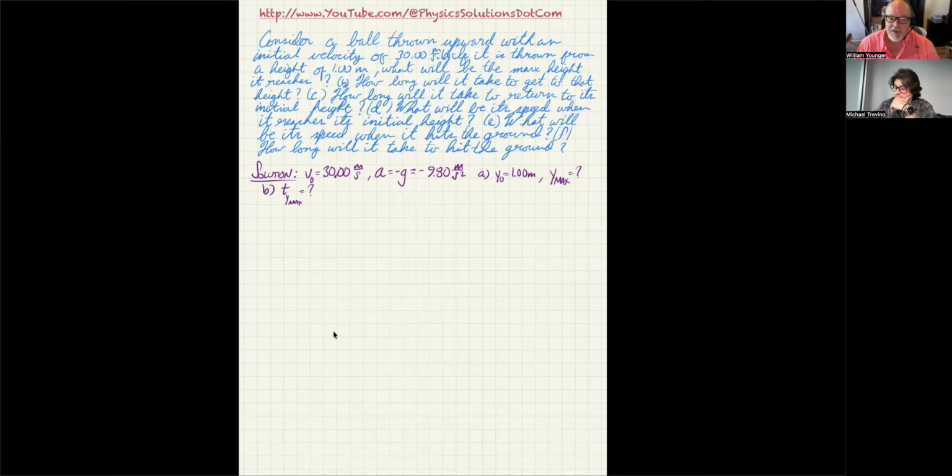So notice I wrote t and then I subscripted it y max. So what I'm saying is, what is the time at which y reaches the y max height? And obviously, since I called it y, we're suggesting that the upward direction is the positive y axis. Part C, they're asking how long will it take to return to its initial height? So now we want to know t at y0 equals question mark. And then part D, it says what will be its speed when it reaches the initial height.